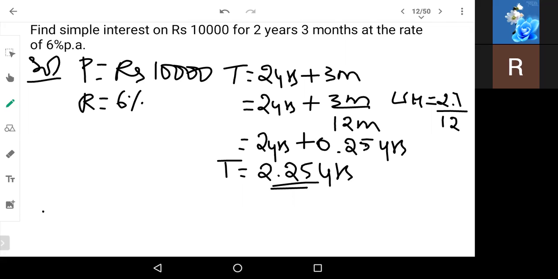Whichever is easy. If you find this easy, just stick with this. Don't break your head with anything. 2.25 years. How did I get that? 3/12 is 0.25. And then when you add that 0.25 with 2 years, you get 2.25 years.